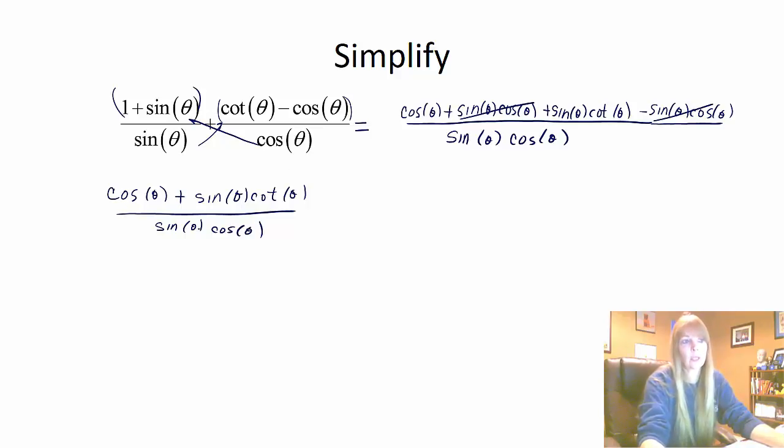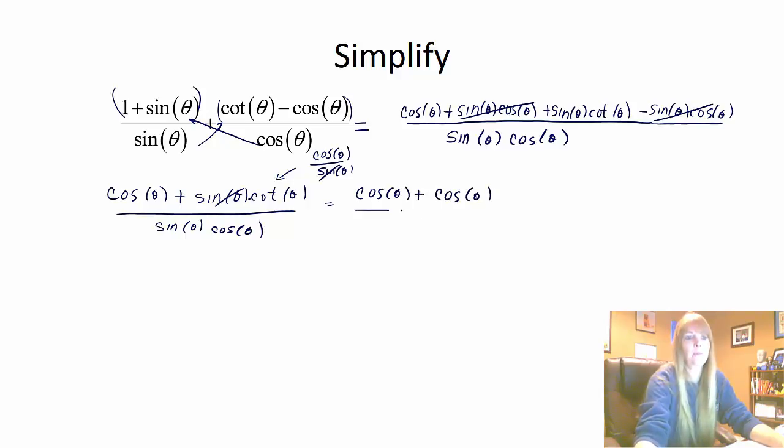Please do not cancel this cosine with that cosine. Please, fractions don't work that way, remember? So I look at this other piece here and I say, well, what if I change that into my cosine over sine? Then what would happen, because these are being multiplied, that would cancel and I would just end up with the cosine on the left, and the only thing that's left on this side is a cosine. And sine theta cosine theta.